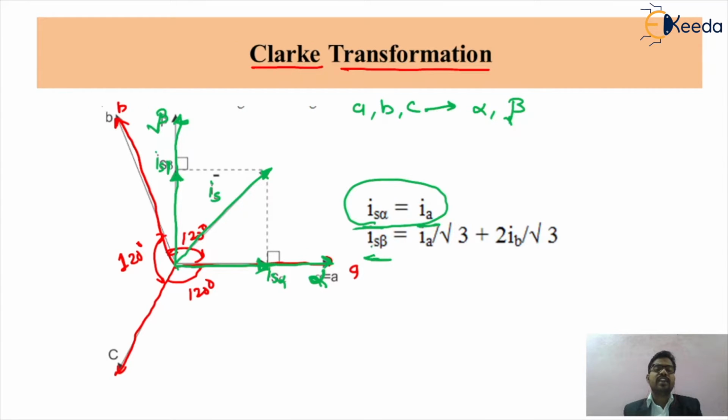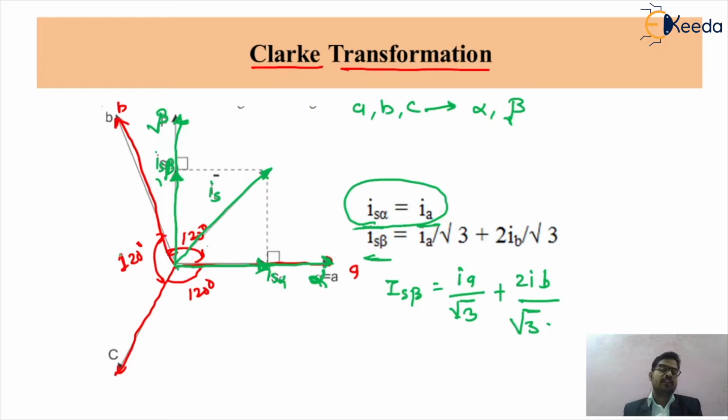And the second term, which is called Is beta, means we want to calculate the value of this current. We get Is beta equal to Ia by root 3 plus 2Ib by root 3. Basically Ia is the current flowing through phase A, and Ib is the current flowing through phase B. So Is beta is obtained from Ia by root 3 plus 2Ib by root 3. This is called the Clark transformation.